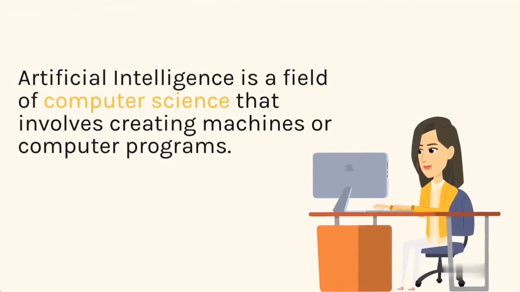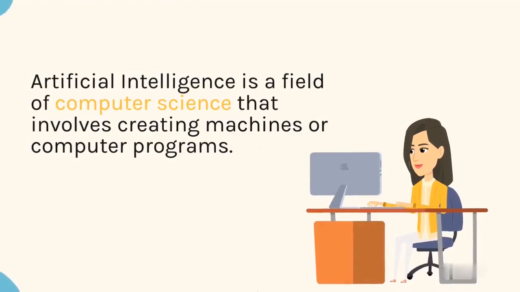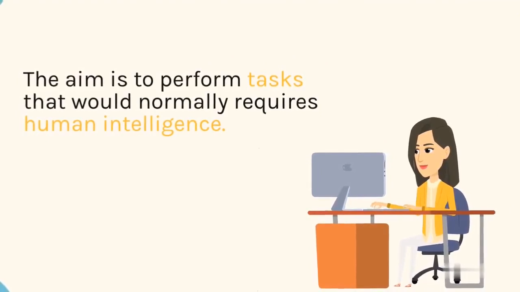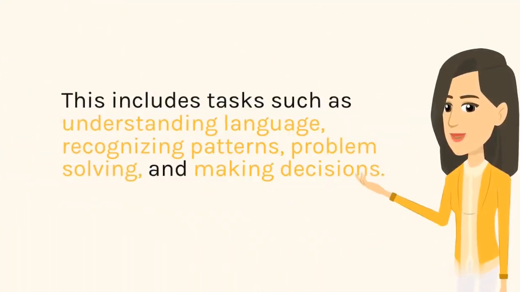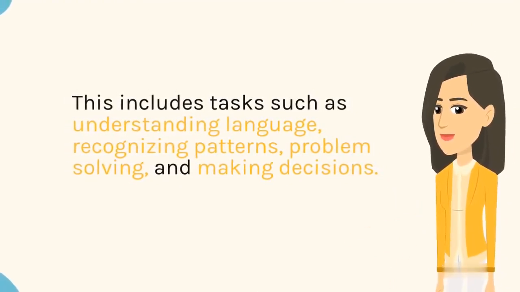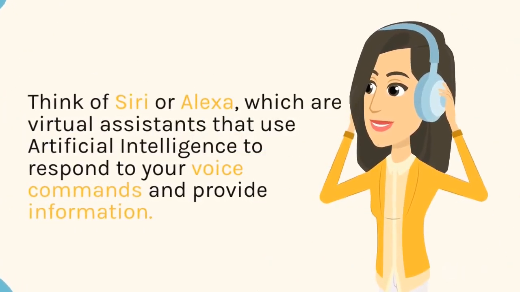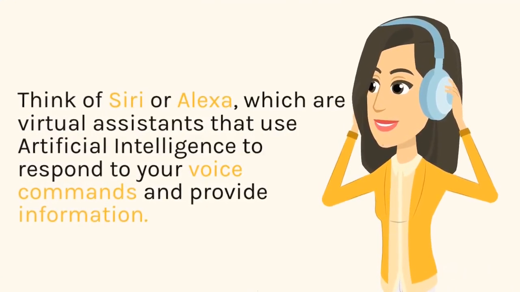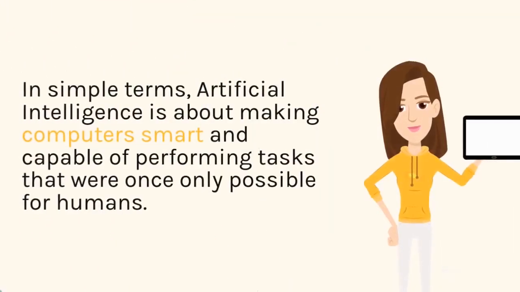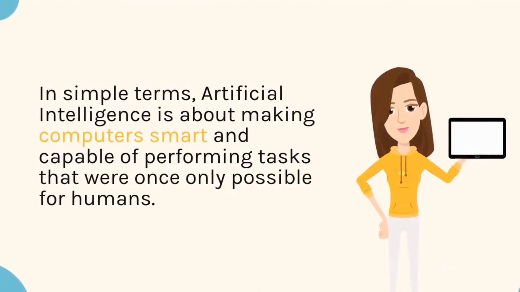Artificial intelligence is a field of computer science that involves creating machines or computer programs. The aim is to perform tasks that would normally require human intelligence. This includes tasks such as understanding language, recognizing patterns, problem solving, and making decisions. Think of Siri or Alexa, which are virtual assistants that use artificial intelligence to respond to your voice commands and provide information. In simple terms, artificial intelligence is about making computers smart and capable of performing tasks that were once only possible for humans.